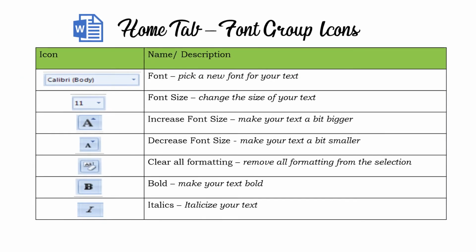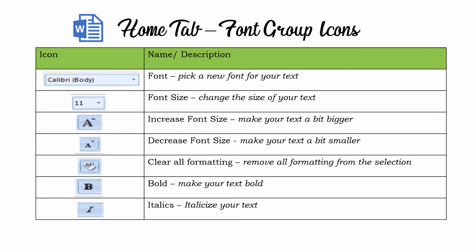Next on the Home tab is the Font tool group. The Font tool group has options that allow you to change the way your font appears, keeping in mind that font is similar to your text. One such icon is the Font tool, and this looks like Calibri in brackets Body. Notice it has a drop down arrow which gives you the option to choose different font styles, and this tool allows you to pick different fonts for your text.